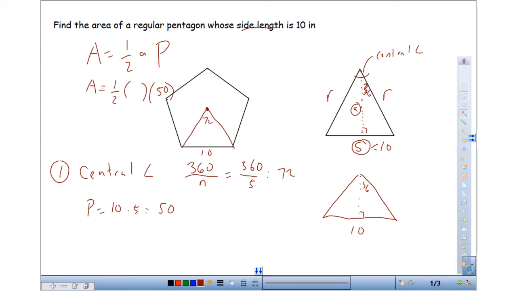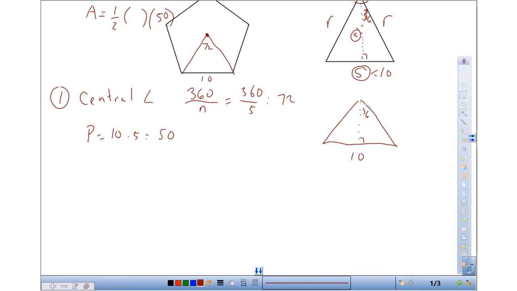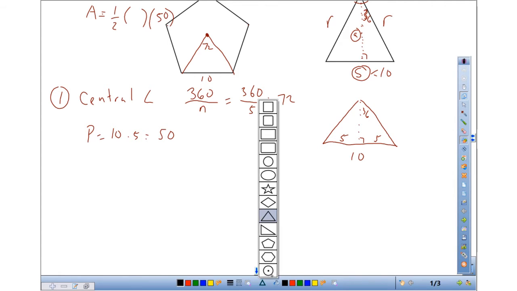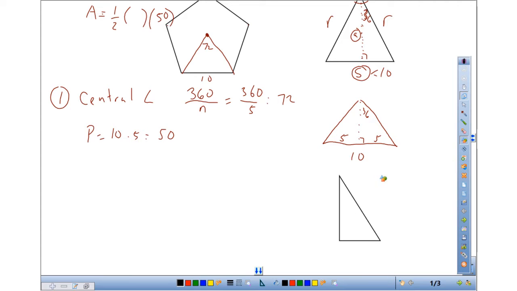Alright, now using my triangle, I can actually find A, which is my apothem. So if you look, this is splitting this in half. So that means this is 5 and this is 5. So now I have a right triangle. So let me draw a right triangle for you. We have a right triangle whose one angle is 36, whose bottom is 5, and we need to find the apothem.